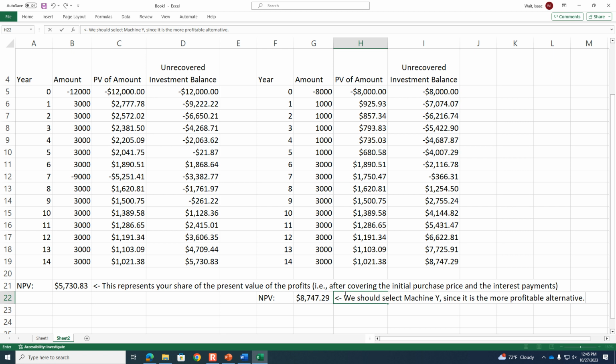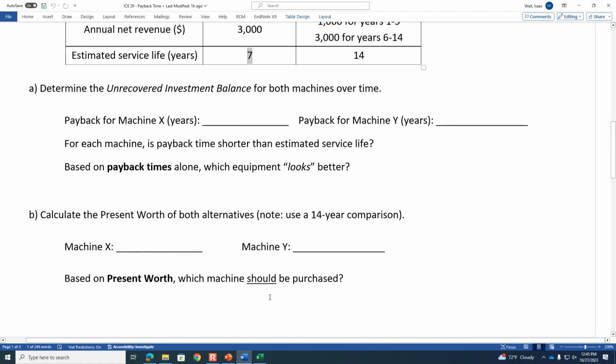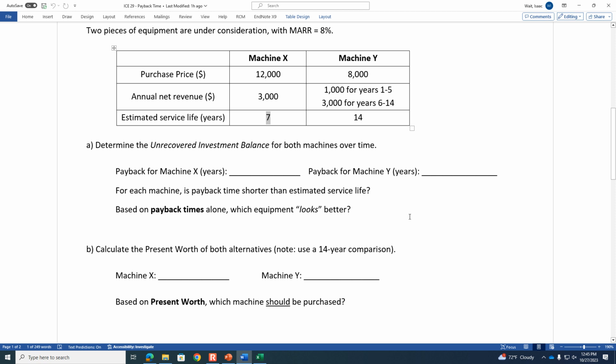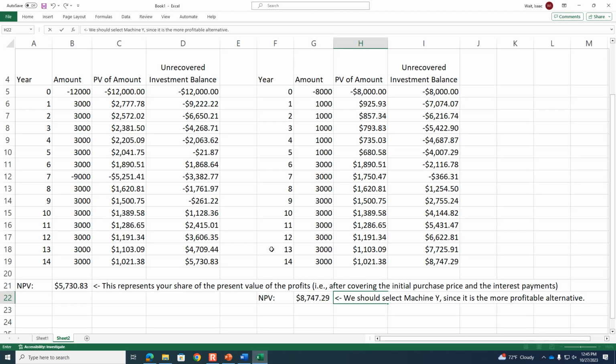So based on present worth, on the bottom of the handout, it's asking you to describe which one should be purchased. We should choose machine Y. Machine Y is the more profitable alternative. So any questions about this in-class exercise before we finish for today?